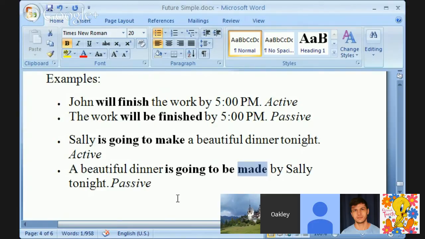That means there is a plan to make a beautiful dinner. Possibly, or again, who knows? Maybe it's just a prediction.